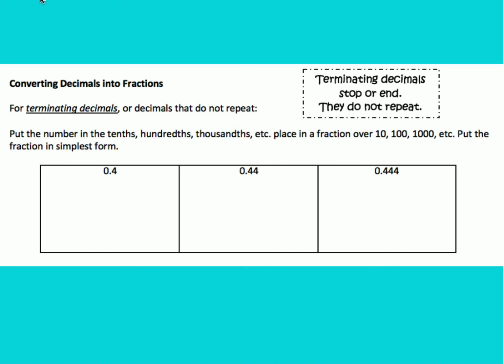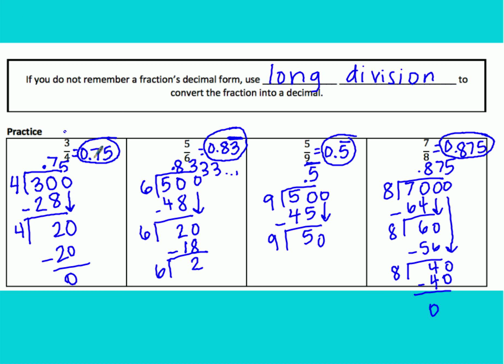So we were just putting fractions into decimals, but what if you start with a decimal and you want to put it into a fraction? So we first want to talk about the kind of decimals that stop. Terminating decimals are decimals that do not repeat. They stop or they end. So like in our example right above, our first problem ended, 3/4 was a terminating decimal, and 7/8 was a terminating decimal. Whereas the middle two problems that we had were repeating because we needed those repeat bars there.